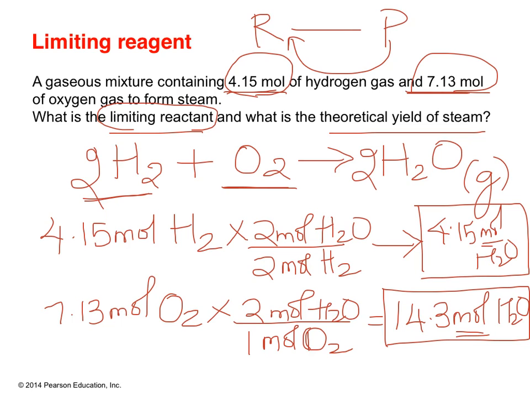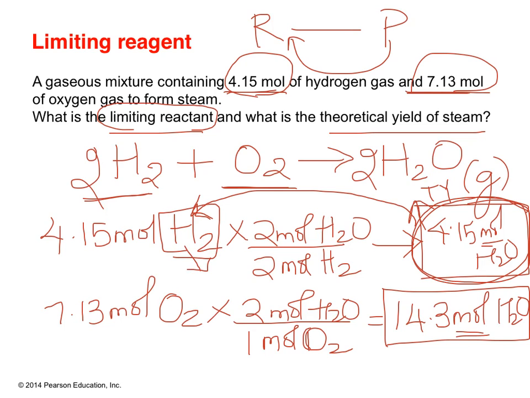Then you compare the two. The lesser amount of product is the theoretical yield of product, and the reactant that gives us that amount of product will be your limiting reactant. This is a simple version of the problem.